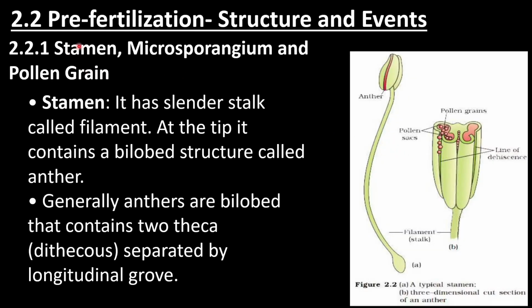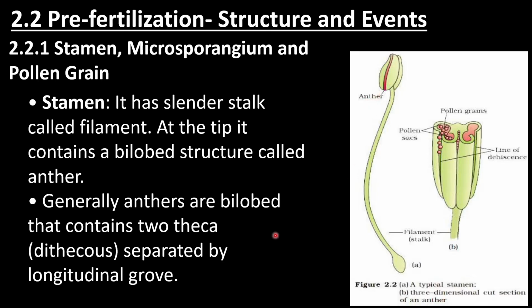Next, pre-fertilization, structure and events. In that, first point is stamen, microsporangium and pollen grain. So stamen, it has a slender stalk called a filament. At the tip, it contains a bilobed structure called an anther. So here you will find a typical stamen, and here you will find the elongated part. This is called a filament, and here the bilobed structure, which is called an anther.